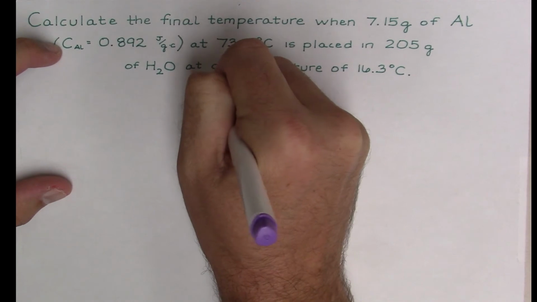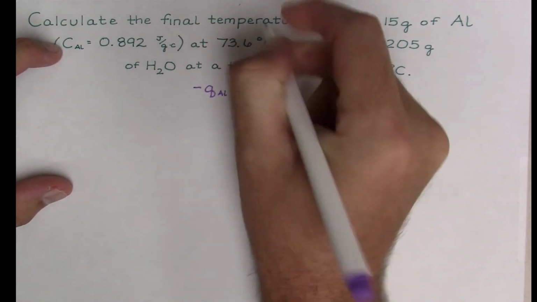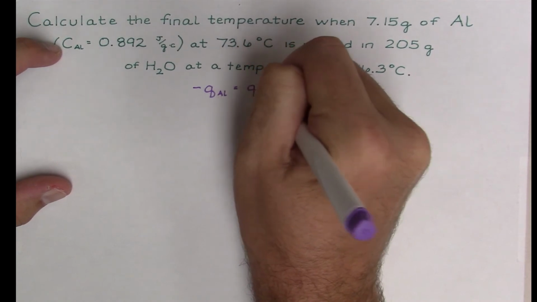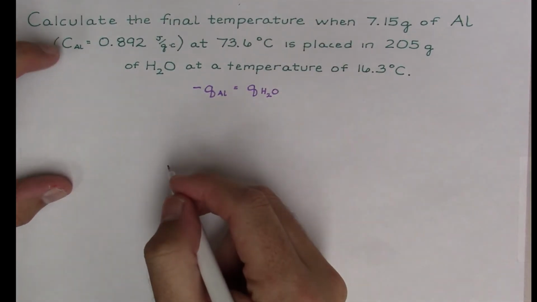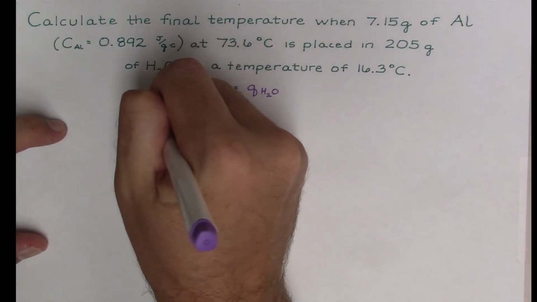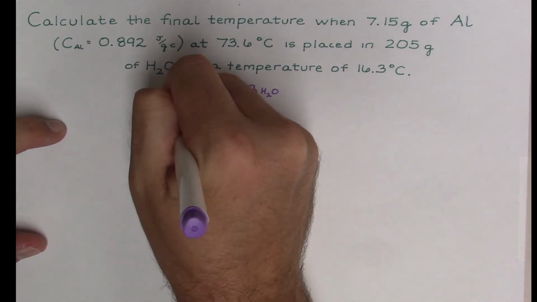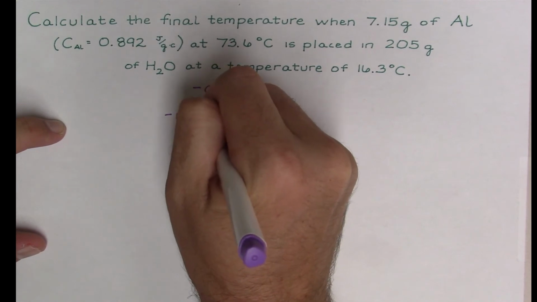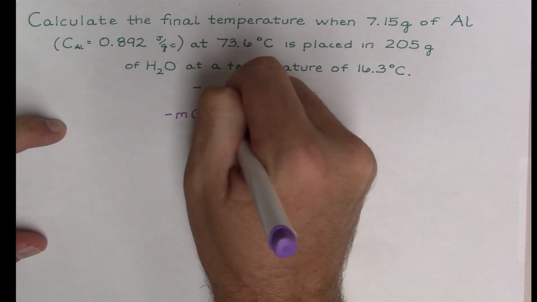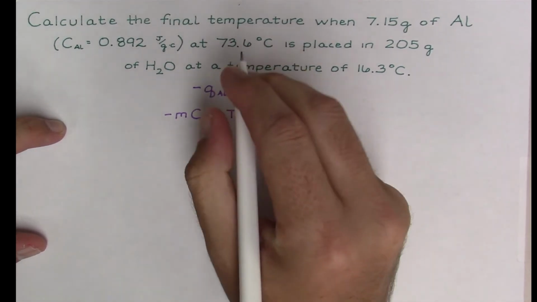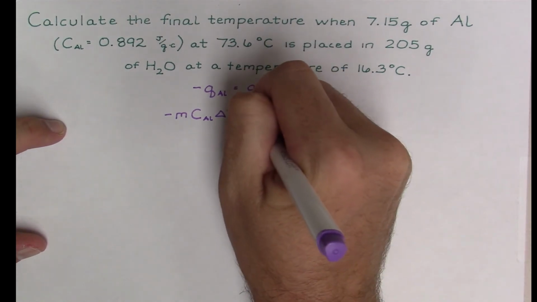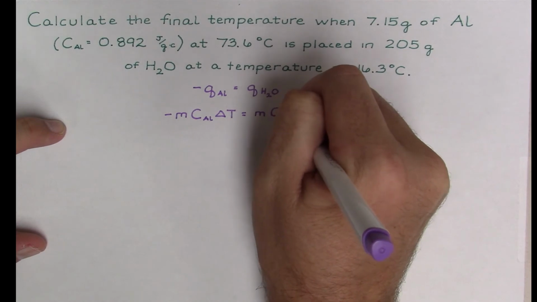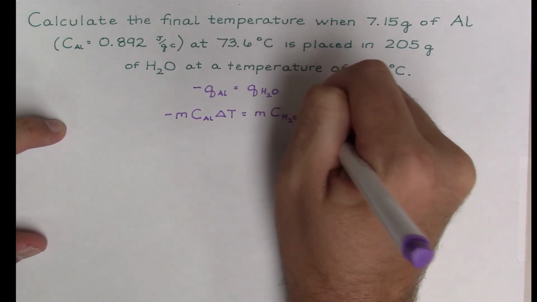So the species losing energy is going to be our aluminum. So this can be negative Q of our aluminum equals the Q of our water. Just like the last problem, we are going to end up having mcΔT equations for both species. So we will have negative mcΔT, which is our aluminum, set equal to mcΔT of our water. The left side being our loser, the right side being our gainer.